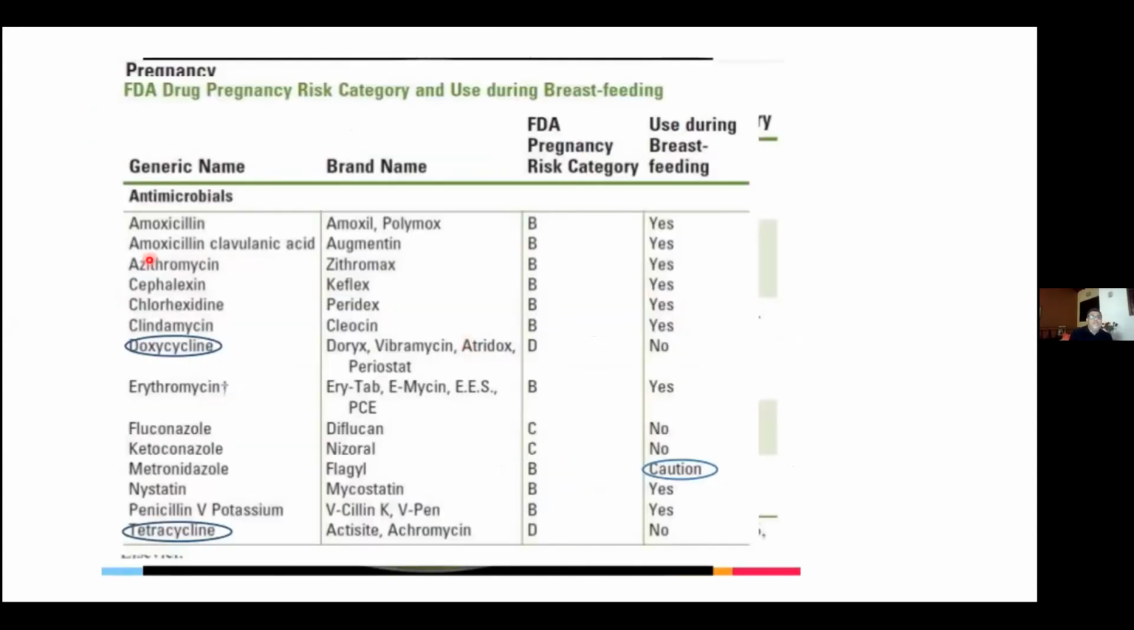This is the FDA category for different antibiotics. Amoxicillin got B again. Doxycycline got D, so that is not safe because of the side effects I mentioned previously. Metronidazole here is also B, but it can be used in pregnancy with caution. My advice is to better avoid it in the first trimester of pregnancy. But in other periods, if it is really indicated and there is no replacement, you can go with metronidazole.